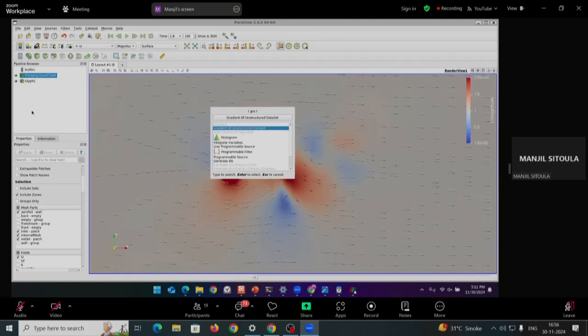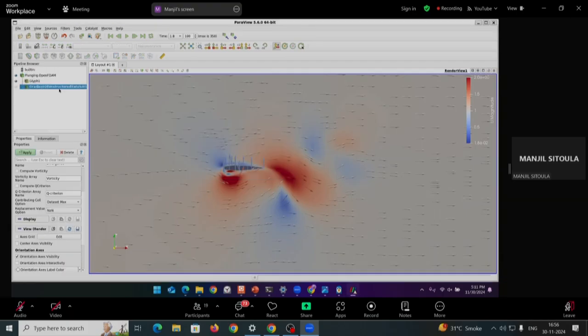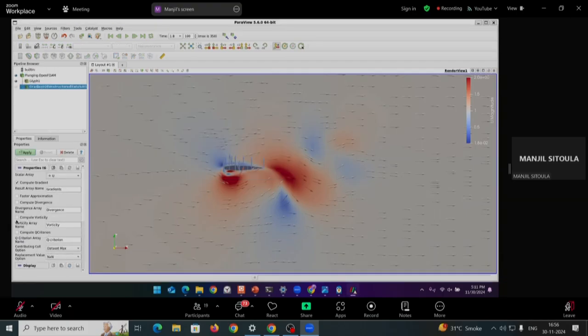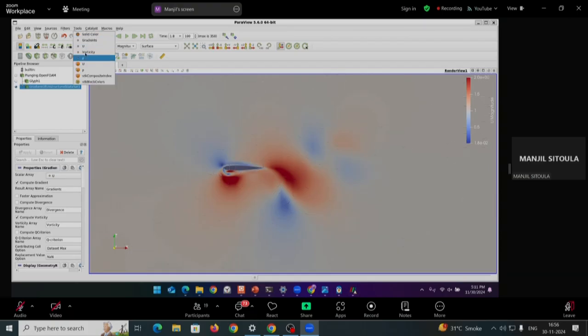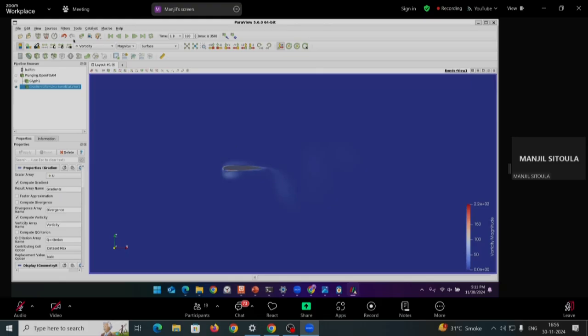In order to compute the vorticity, we need the gradient of the velocity. So this is where we have the options for computing vorticity. We can just click apply. Now let's disable this, and now we can see that there is an option for vorticity available.